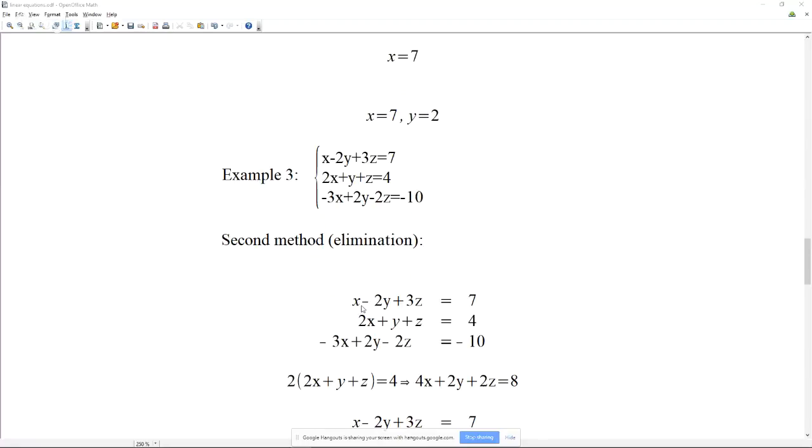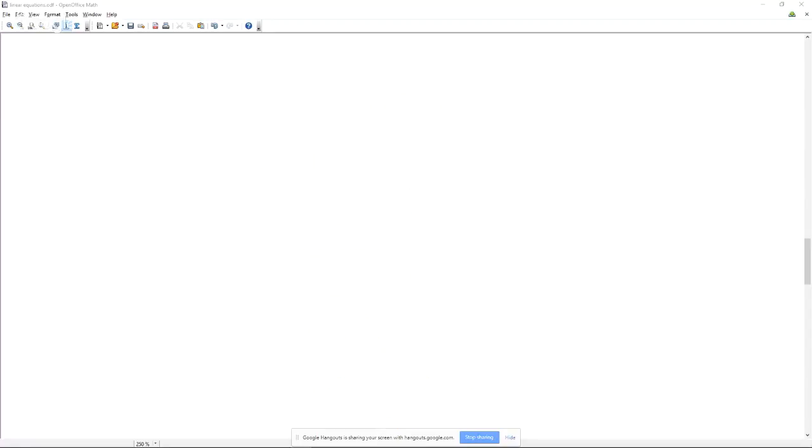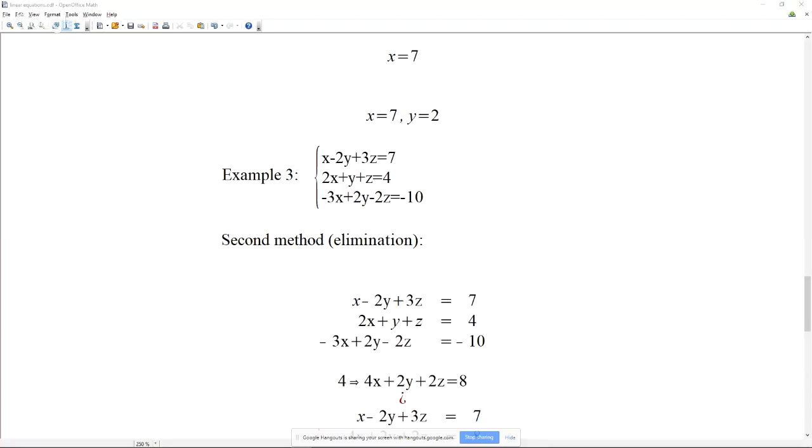So I'm going to take, remember, this is the first, the second, and third. I'm going to take this first row here and times it by 2. So I times this whole quantity by 2. I have to put 2 here too. Okay, now I have a new equation: 4x plus 2y plus 2z equals 8. This is a new equation, basically. I'm trying to get different types of equations that I can work with.